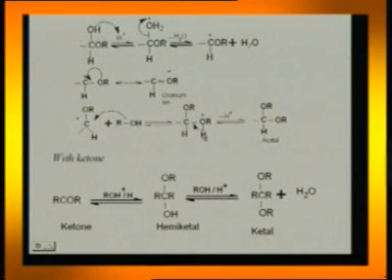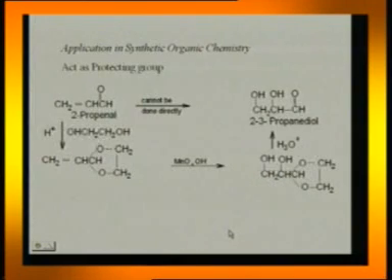With ketones, a similar kind of reaction takes place, where first we get a hemiketal and then a ketal. Because we have two R groups here, we call this a hemiketal and this a ketal. The mechanism is followed similarly, and the reaction with alcohols has a lot of implications in synthetic organic chemistry. Here the acetal or ketal formation is used for protection.